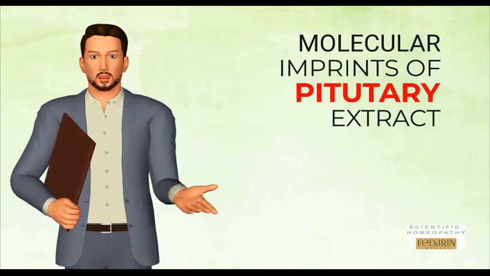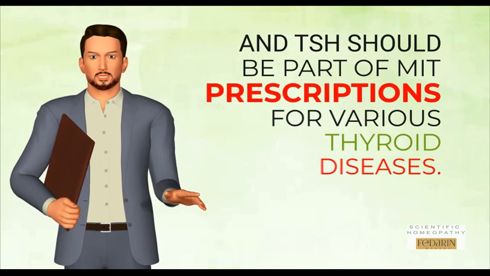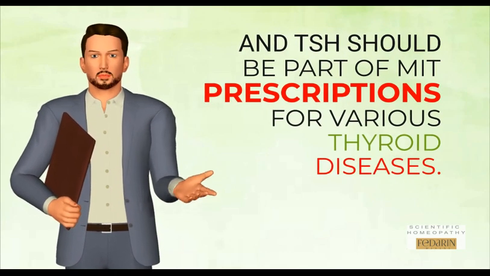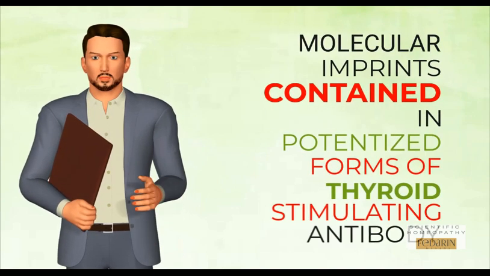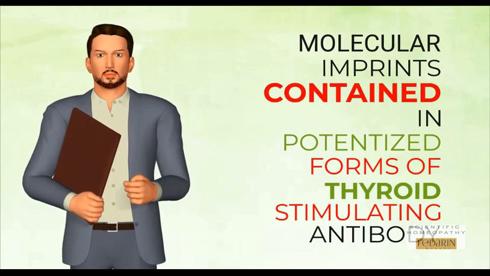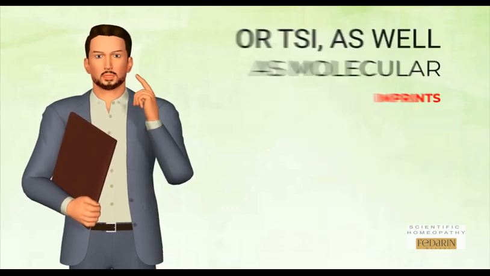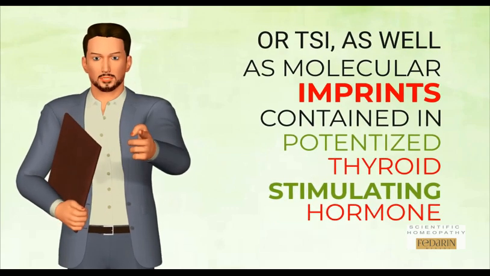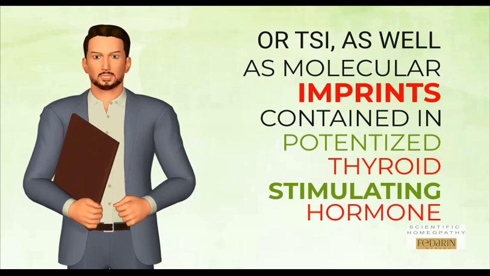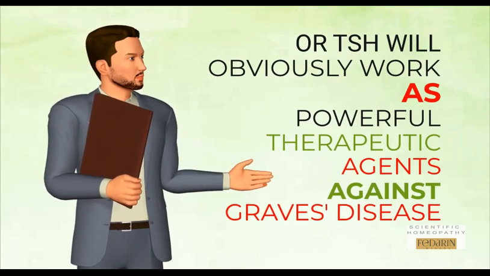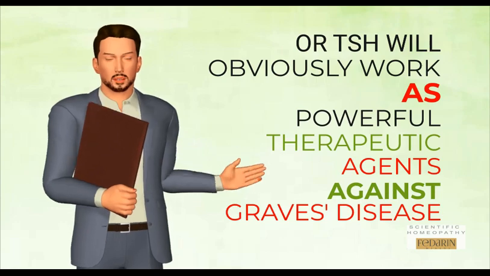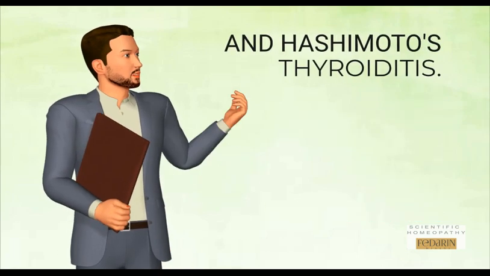Molecular imprints of pituitary extract and TSH should be part of MIT prescriptions for various thyroid diseases. Molecular imprints contained in potentized forms of thyroid-stimulating antibody or TSI, as well as molecular imprints contained in potentized thyroid-stimulating hormone or TSH, will obviously work as powerful therapeutic agents against Graves' disease and Hashimoto's thyroiditis.